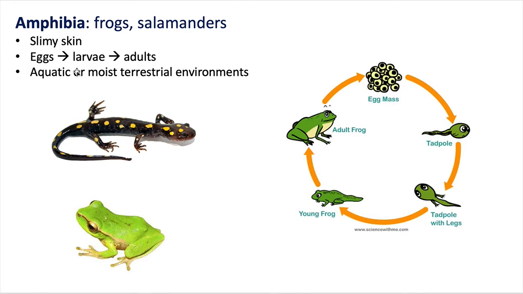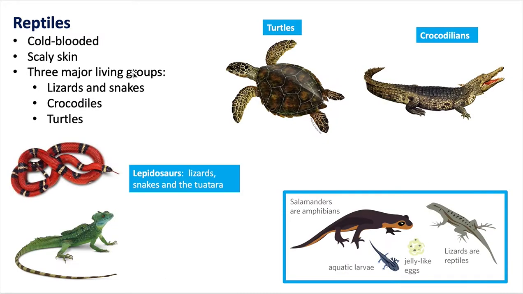Amphibians live in aquatic and moist environments. They cannot survive in desert climates, or at least generally. There are a few exceptions. Reptiles and amphibians are both cold-blooded. What does that mean? It means that they get their heat from the outside, whereas birds and mammals get their heat from the inside. They have scaly skin.